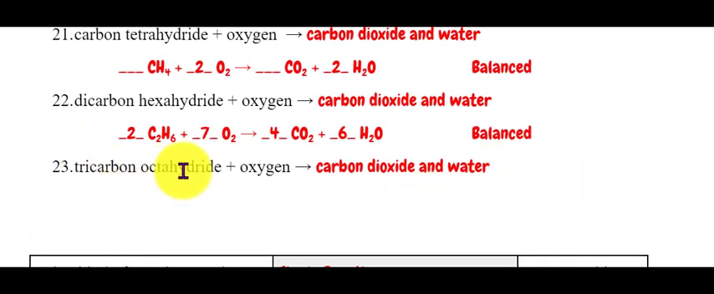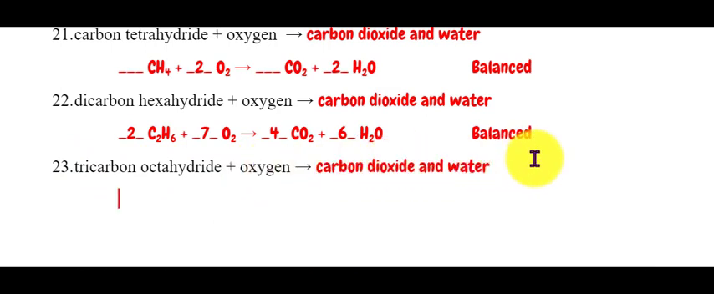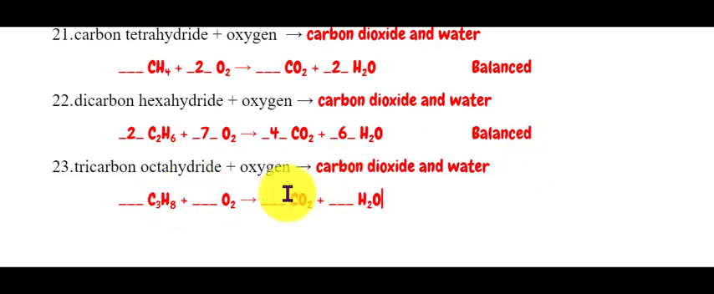Okay, tricarbon octahydride plus oxygen reacts to form carbon dioxide and water. So carbon, but there's tri, so that's 3. H, octa, that's 8. Plus oxygen reacts to form carbon dioxide and water. All right, so there's 3 carbon on the left to balance. There's only 1 carbon on the right, so I'm going to make that 3. Okay, and currently there's 8 hydrogen on the left, so I'm going to make 4 here.